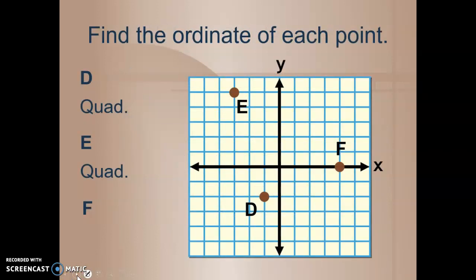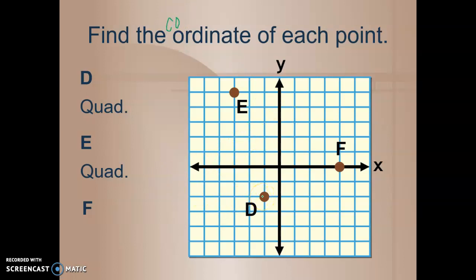Let's find the coordinates now of each point. Here, we're given points and we have to label, or name, the coordinates. That should say coordinates, not ordinate. All right, so point D. Where is point D? Here it is.